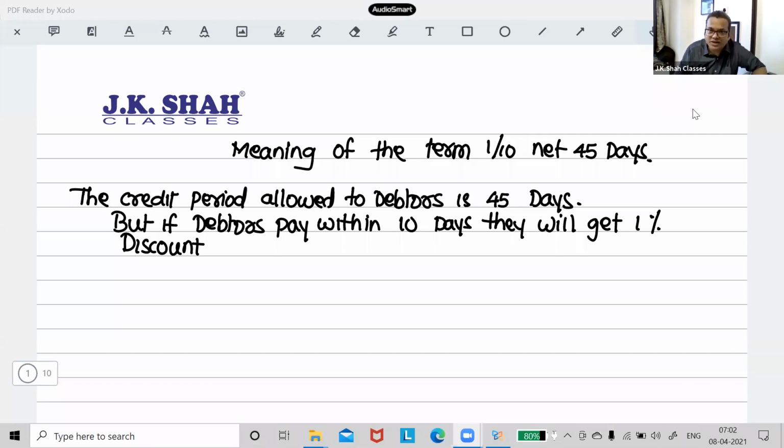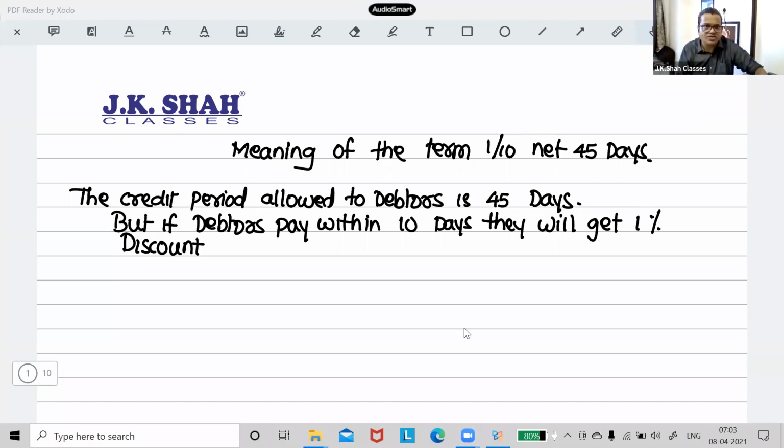Now, you buy goods worth 1 lakh from me. I dictate these terms to you: 1 by 10 net 45 days. Then you come telling me, sir, within 10 days I will pay you 10,000. I say, get out. Either you pay the full amount to avail the discount. Am I a fool to give you a discount even if you make a half payment? So provided you make a full payment. The meaning of the term is clear, guys.